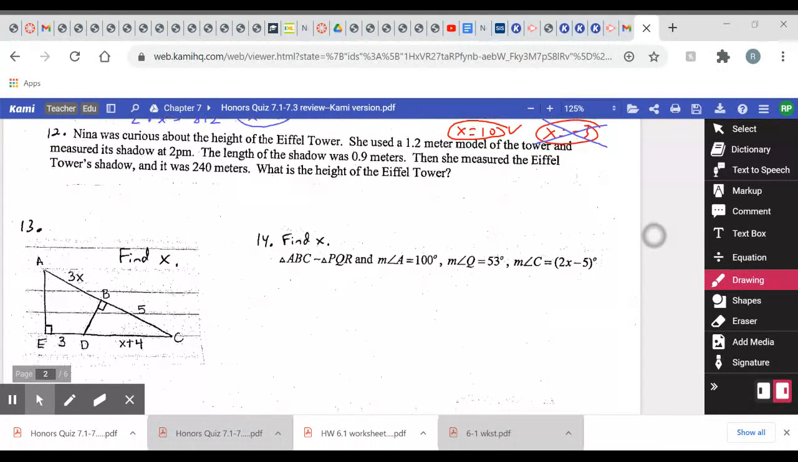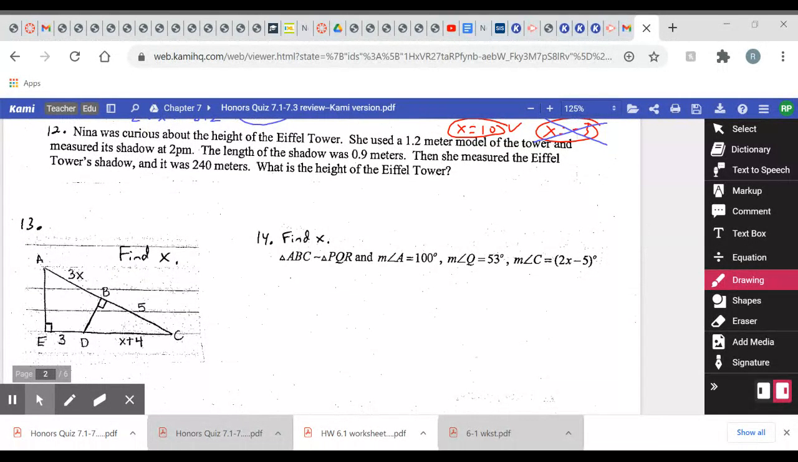All right, on number 12, then it says here that Nina was curious about the Eiffel Tower. You know, you can read through this yourself, but basically we just need to draw a picture and then use that picture to set up a proportion. So if I draw a picture of, let's see, here's my Eiffel Tower, and here's the model of the Eiffel Tower. Okay, and it says the model is 1.2 meters. And its shadow was 0.9.